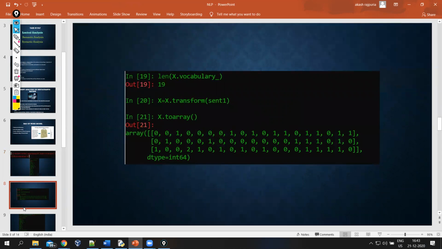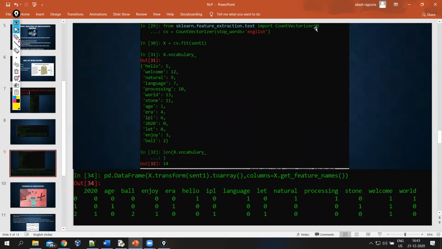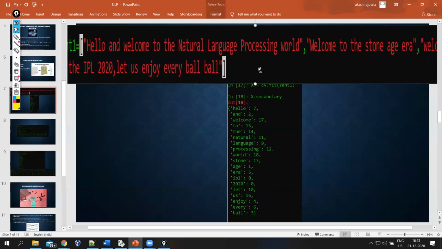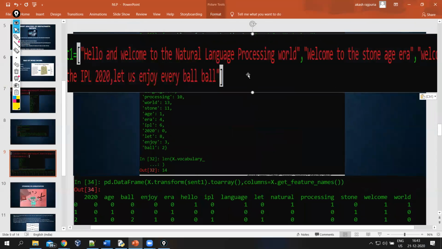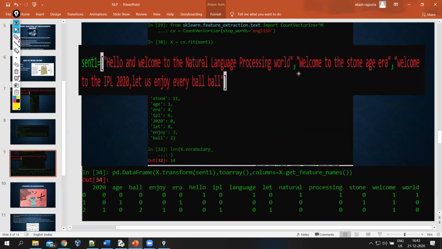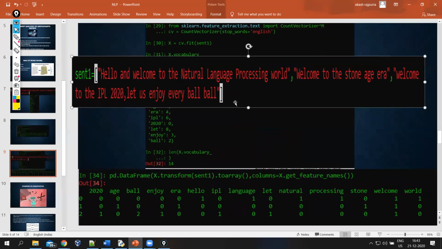Now, like I explained, I will give this to my count vectorizer and fit it. I will remove the stop words from it. I will take this sentence from here and copy it here to explain. Same way I have done all the things, and you can see each and every word from this. For example, 2020, age, ball, this is after removing the stop words. Enjoy, era. These are the unique words the bag of words model has created for you.